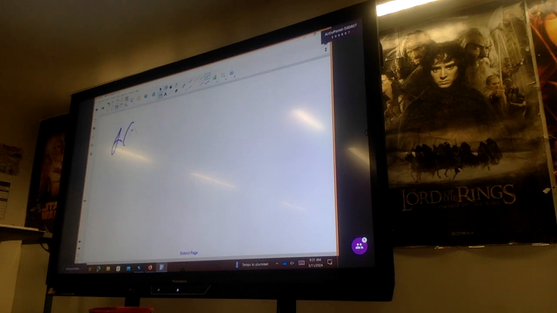f of x equals 7x minus 4. So f prime of x, what do you think? Derivative. 1. Not 1. What's my lead coefficient? 7. Yeah, so it just comes out to 7.